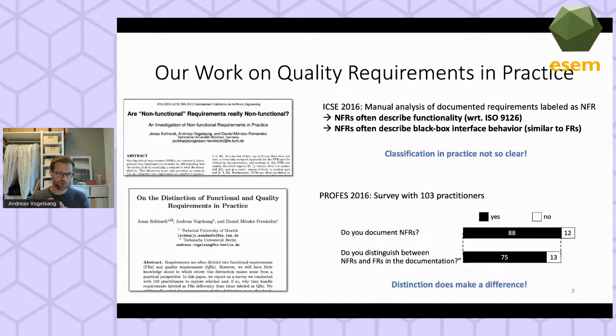Then we had a follow-up paper at PROFES in 2016 where we surveyed a large number of practitioners, because we were interested in, does this differentiation between different types of requirements really make a difference? Because, you know, we teach that in universities, and of course we know that you can have these different types of requirements, but does it really make a difference? And we found out that this distinction actually makes a difference. The fact that you have documented types in specific sections, for example, of a requirement specification, actually makes a difference in the way these requirements are handled.